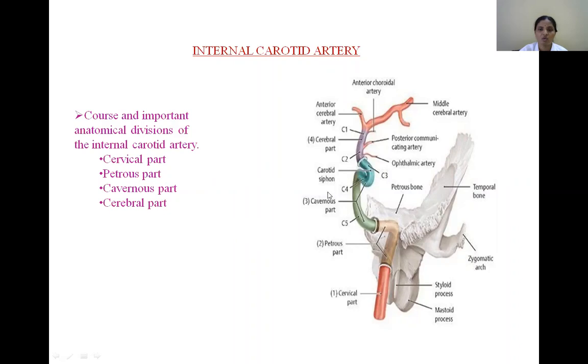So by its course, the internal carotid artery is divided into 4 parts. This is the cervical part, first segment. The second part is present within the carotid canal. So it passes just in front of the middle ear, along the anterior wall of the middle ear. Then it appears on the medial wall of the cavernous sinus. Then in the middle cranial fossa, it divides into anterior and posterior cerebral arteries. So what are the parts? Cervical part, petrous part, this is the cavernous part, and this is the cerebral part.